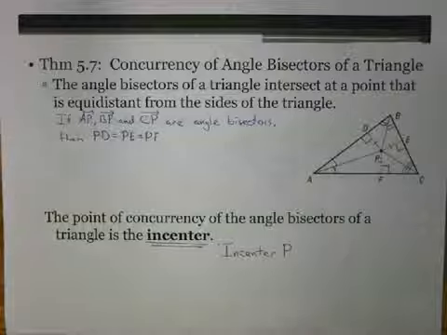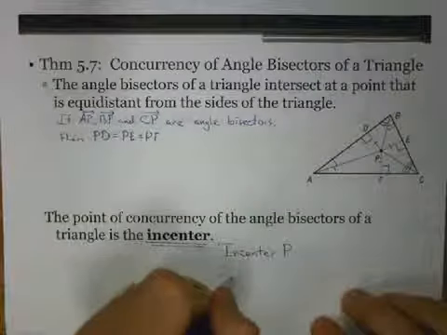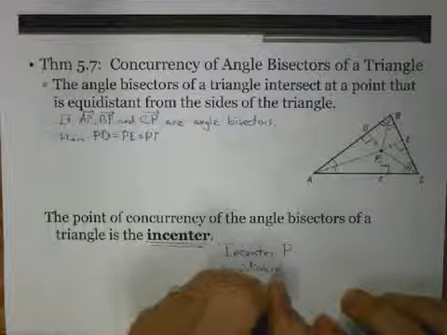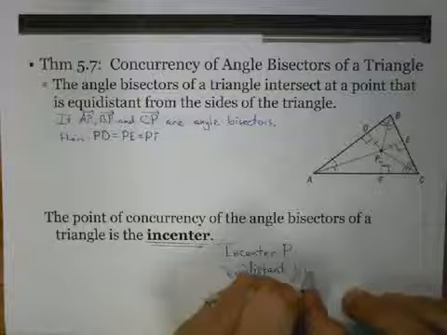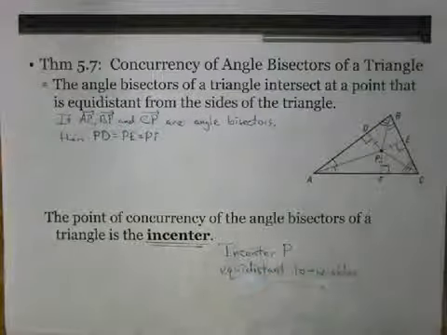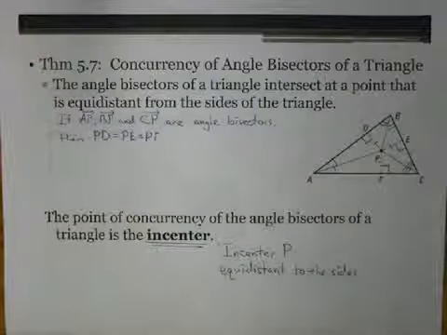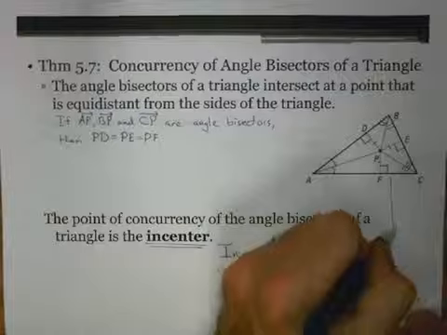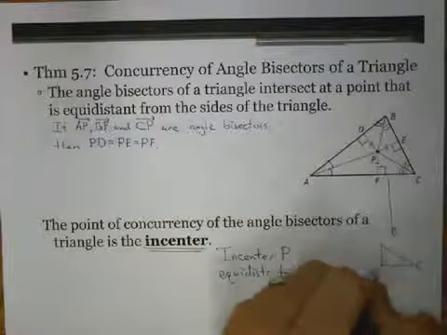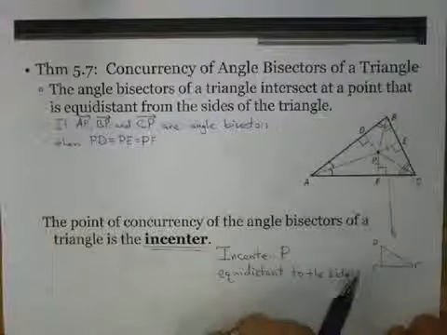Now, we don't just call this the point of concurrency. It has a special name. Whenever we look at angle bisectors, we call the point they all meet at the incenter. So in this case, our incenter would be incenter P. And we know that that point P is equidistant to the sides.